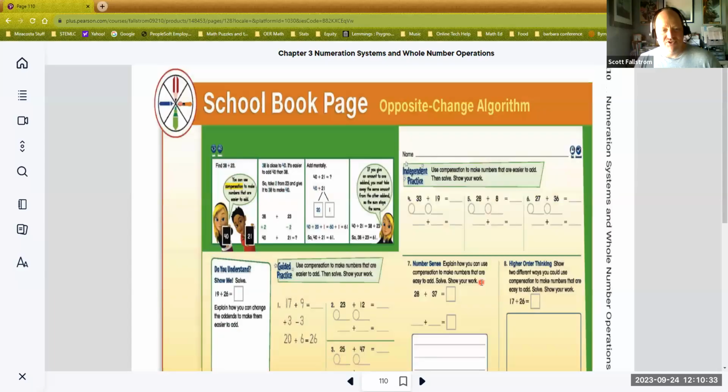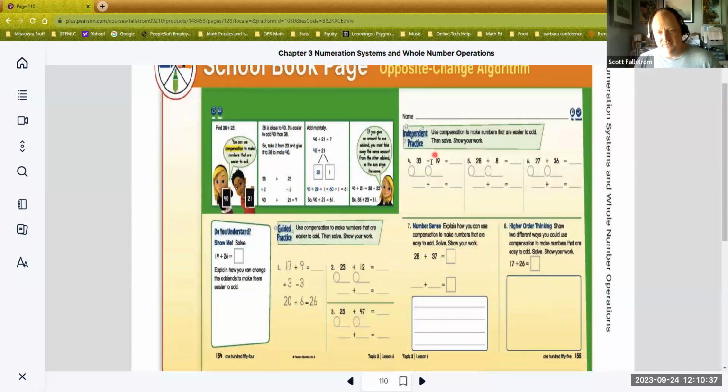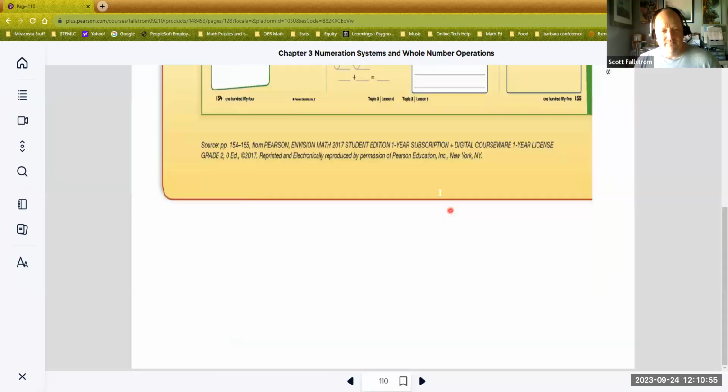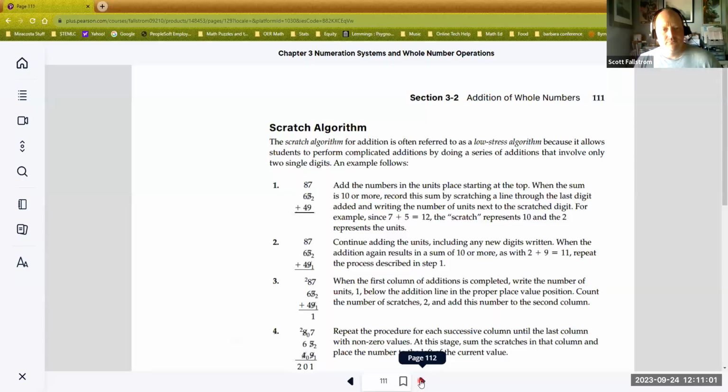Okay. All right. So here's the opposite change algorithm. You make it easier on yourself. If you notice up here for this student, if they were adding 19, if you added 1 to 19, you'd get 20. 20 is so much easier to work with than 19. But if you add 1 here, you got to take 1 away here. So you'd end up with 32 plus 20. And that's going to be much easier to work with. Okay. And this is grade 2. So this is the Envision Math program.